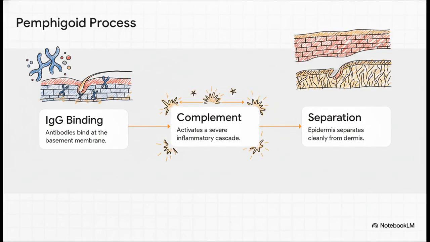Contrast this pathophysiology with pemphigoid. Here, the IgG attack happens much deeper, right at the basement membrane. Instead of targeting the glue between the epidermal cells, pemphigoid antibodies attack the anchors holding the entire epidermis down to the dermis, specifically antigens known as BP230 and BP180. The antibodies bind, they activate the complement system, and boom, an inflammatory cascade starts. The result? The entire epidermis lifts off the dermis as a single, intact sheet.